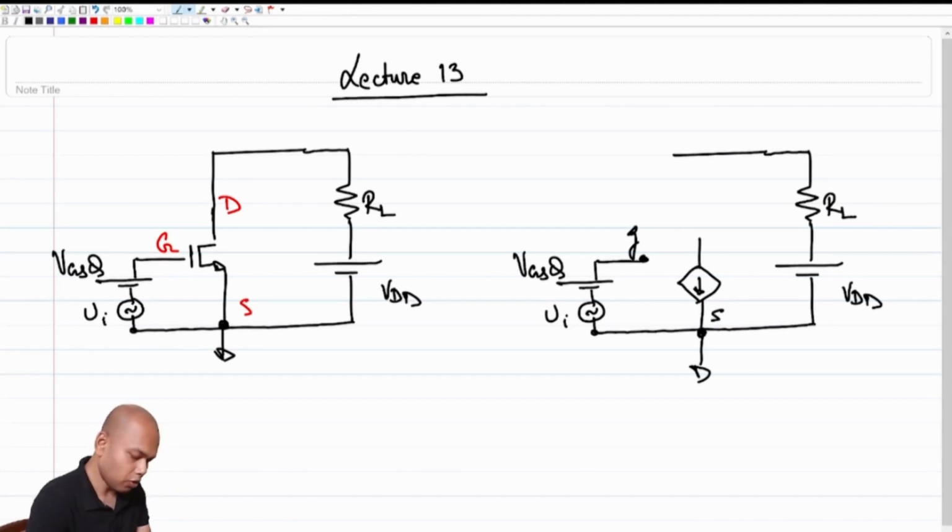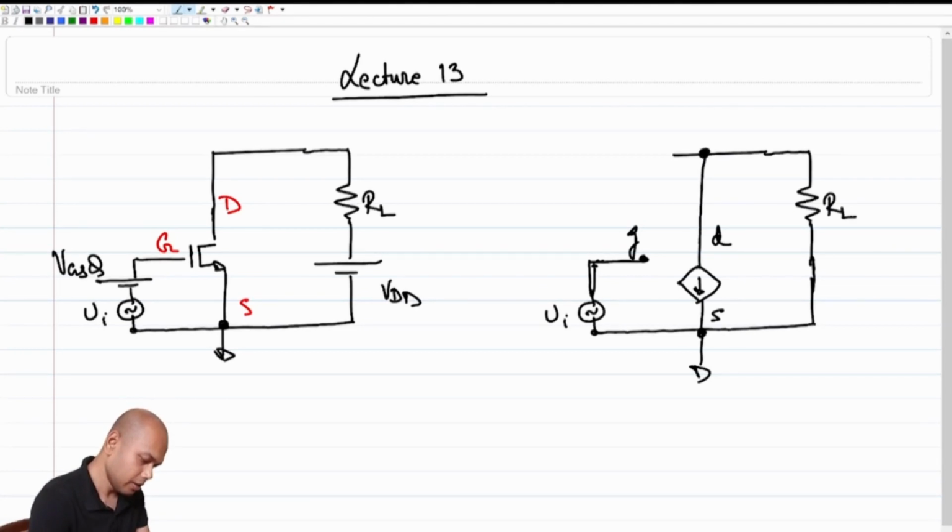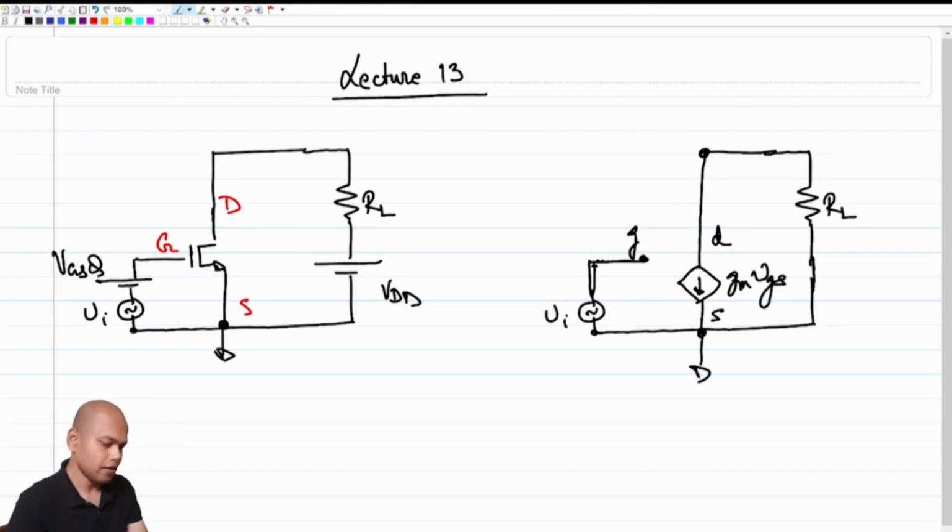The constant voltage sources go to 0, so this shorts. We leave the incremental voltage source as is. On the output side, the constant voltage source goes to 0, right? And what is the other terminal? This is the drain terminal, and this connects to RL. What is the value of this control source? The value of this control source is gm times vgs, right? Okay.